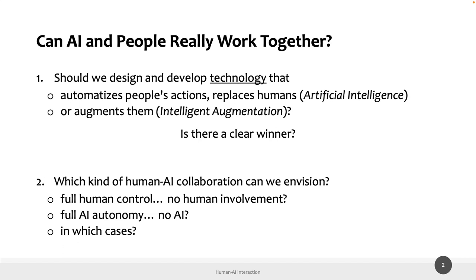And these are strongly intertwined with automation and augmentation. Not always. In some cases, you can have automation with no human involvement at all, or automation with some kind of involvement, but it's difficult to have full automation with full human control, and vice versa. It could happen also for augmentation.